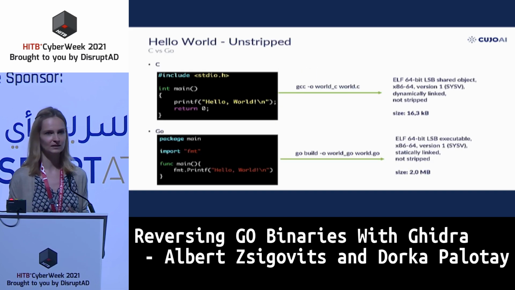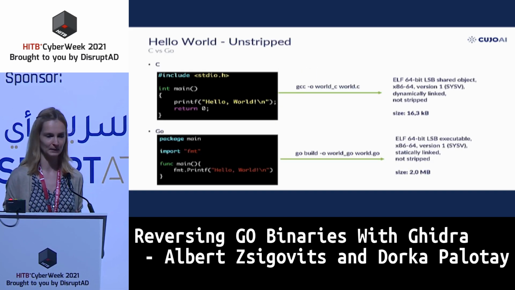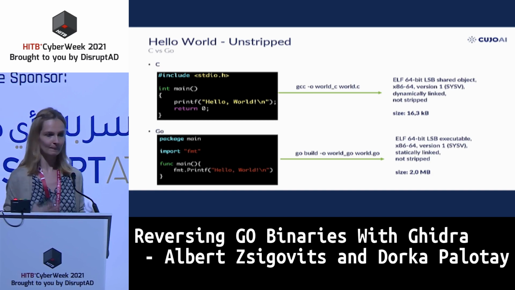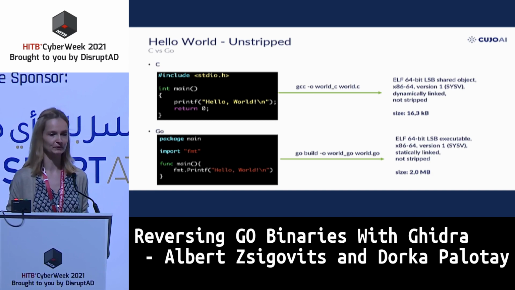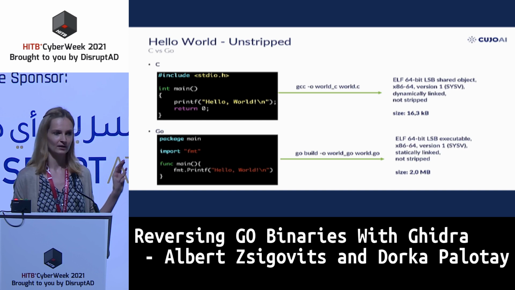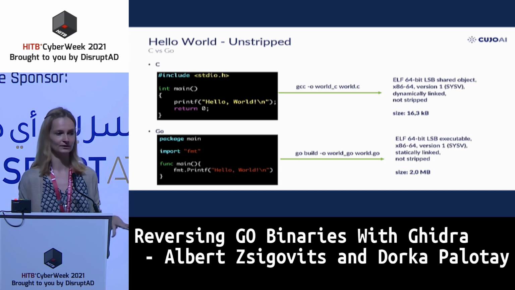So let's start with simple hello world examples. We will compare a hello world written in C and a hello world written in Go. Now we are talking about the unstripped binaries, and basically what is interesting from this slide is only the size of the files. So if you create a simple hello world in C and also one in Go, you can see that the Go version is like 2 megabytes. That's huge compared to the 16 kilobytes of the C binary.